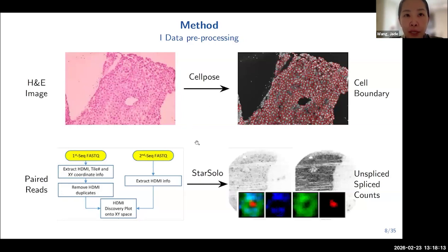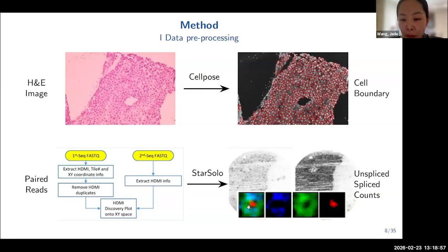The step I'm showing here is based on a sequencing-based spatial transcriptomics technology. It's Seq-Scope, a UMI-based technology. For this particular data set, we have the H&E staining image on the same slide as the gene expression data, so we apply a cell segmentation model. We use Cellpose to get the cell segmentations. For the gene expression, because this is a sequencing data set, we were able to do the alignments using STARsolo with the Velocyto option. In this case, we can get the unspliced and spliced counts separately.